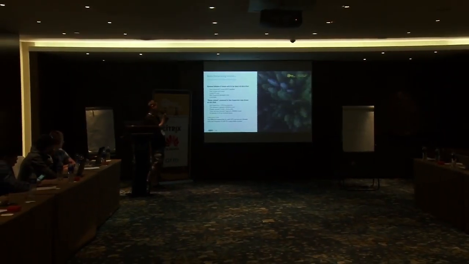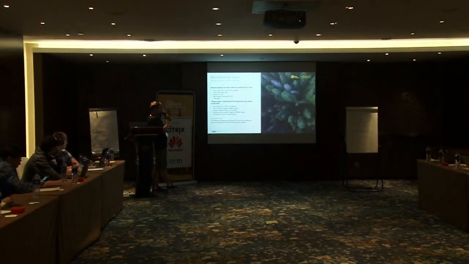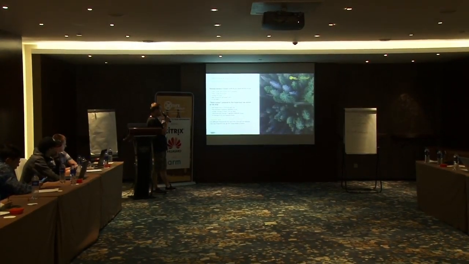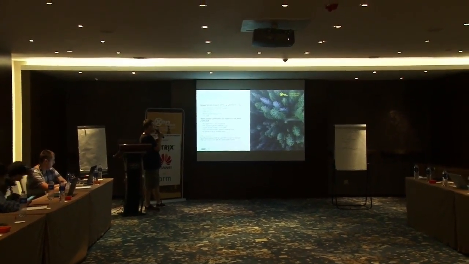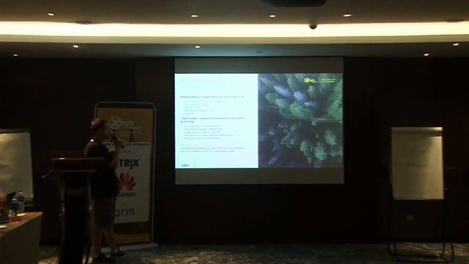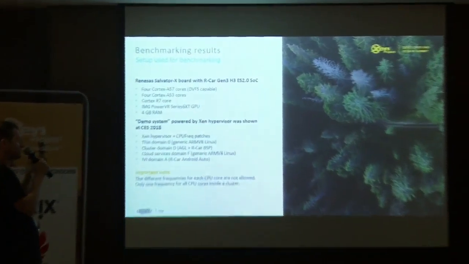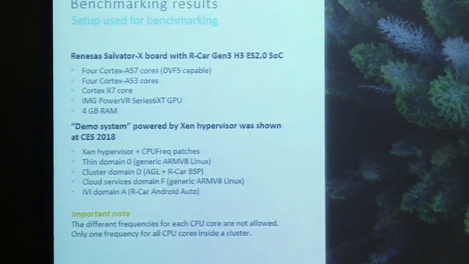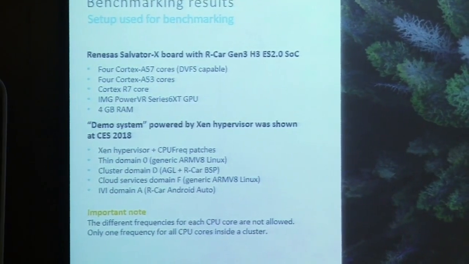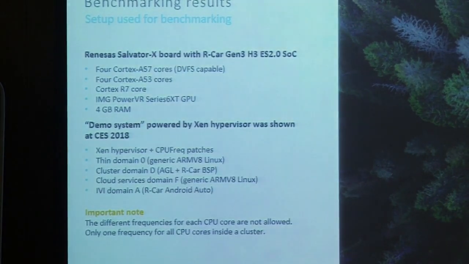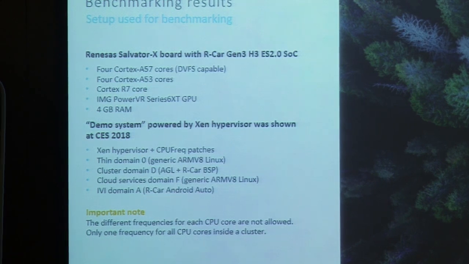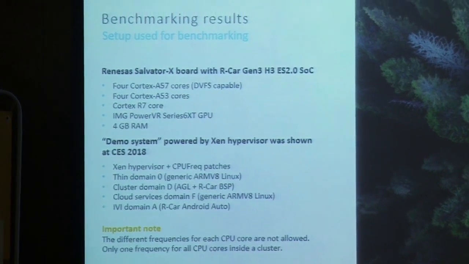So, benchmarking results. It is a quite interesting paragraph. The target hardware is a Renesas server board with R-Car Gen3 SoC. It is a quite powerful SoC: 4 Cortex A57 cores, 4 Cortex A53 cores, and a Cortex R7 core.